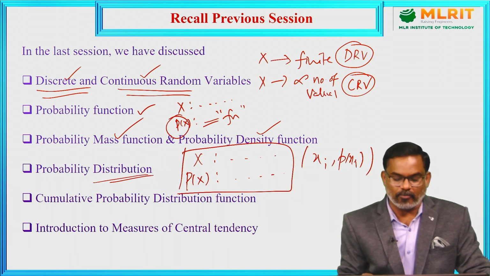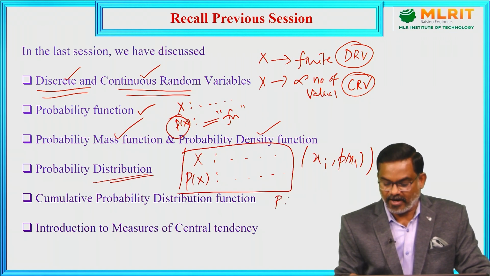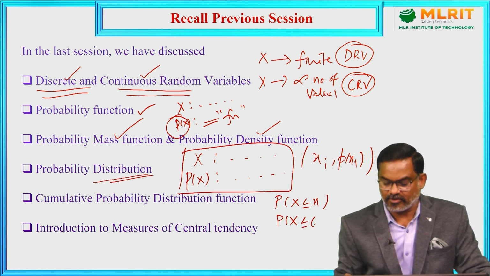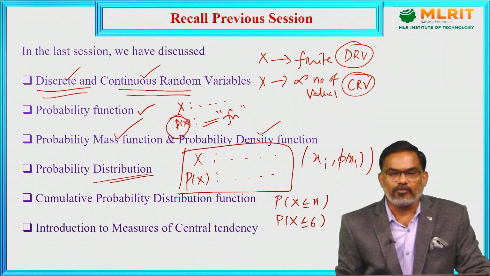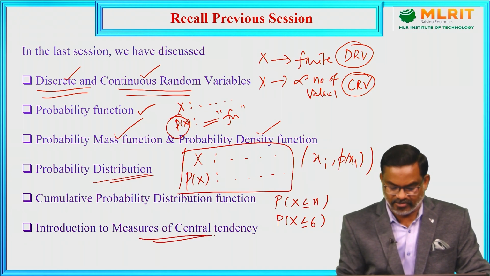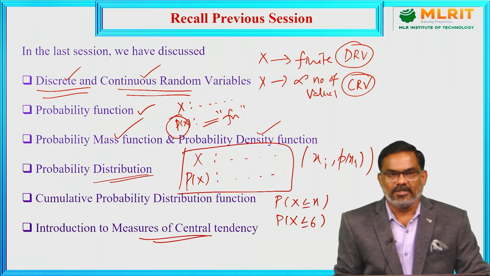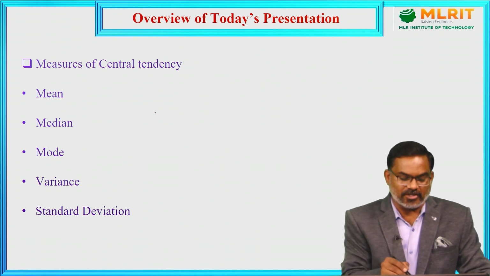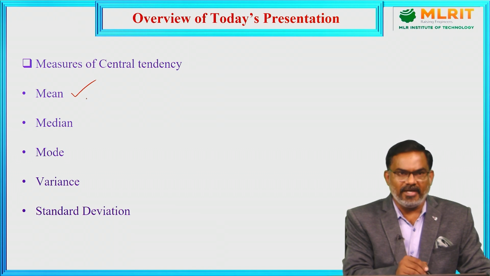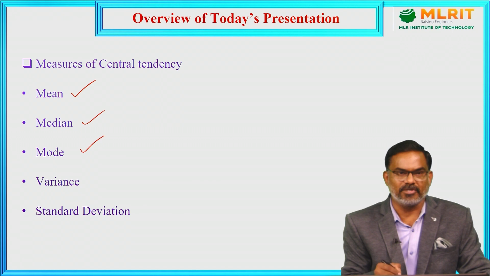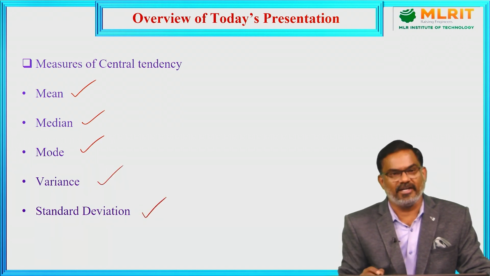And for the cumulative probability distribution function, we find the sum of the probabilities. For example, probability of X less than or equal to small x, some number, say probability of X less than or equal to 6, which is called the cumulative probability distribution function. We have also introduced the measures of central tendency: mean, median, mode, variance and standard deviation. In today's presentation, we will discuss the mean, median and mode of a random variable and how to find these statistical measures, similarly variance and standard deviation.